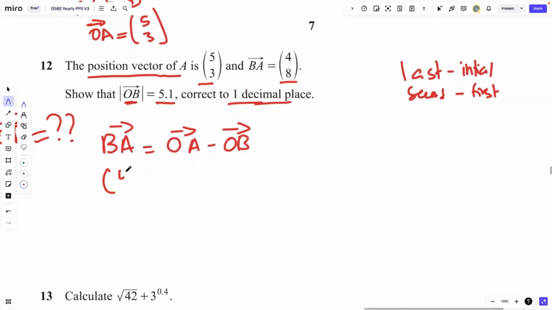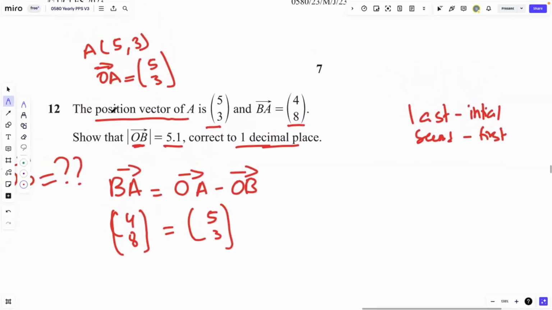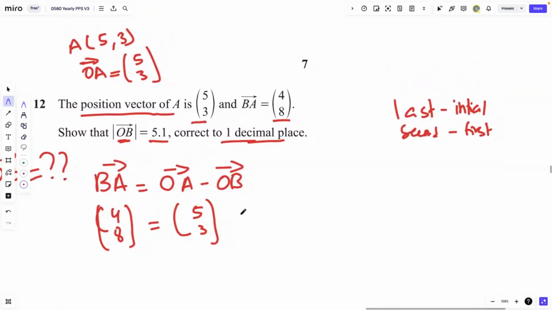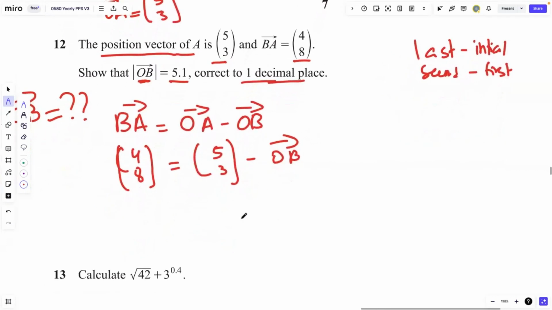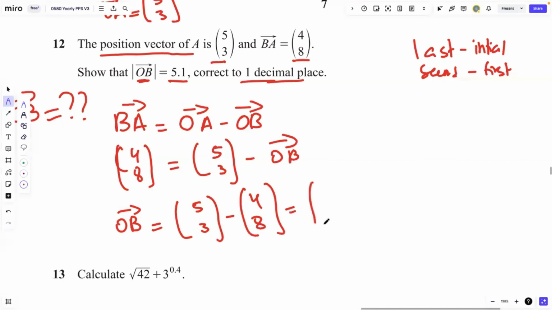Either way, you have BA available as 4 and 8, and you have OA also available as 5 and 3. We just figured that out. A position vector means that the vector is starting from the origin, so it's represented with the letter O. And for OB, we do not know what OB is. We need to figure that out. So we'll make OB the subject by taking it to the other side, and we'll bring BA to this side. So 4 and 8 would get subtracted because they were positive on that side. So OB comes out to be 5 minus 4, the x component with x component, y component with y component. So that's going to be 1, and 3 minus 8 is going to give us negative 5.